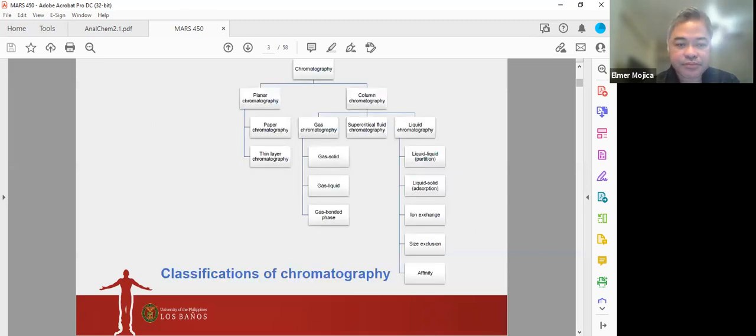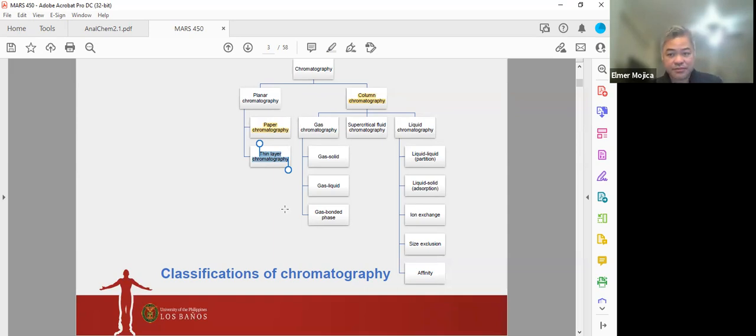If we're going to look at chromatography, there are two basic types that we have: planar chromatography and column chromatography. If we look at the difference between the two, planar chromatography is the one that you get from organic chemistry. You have paper chromatography and thin layer chromatography.